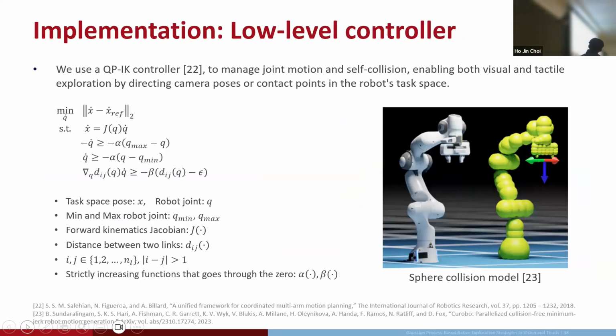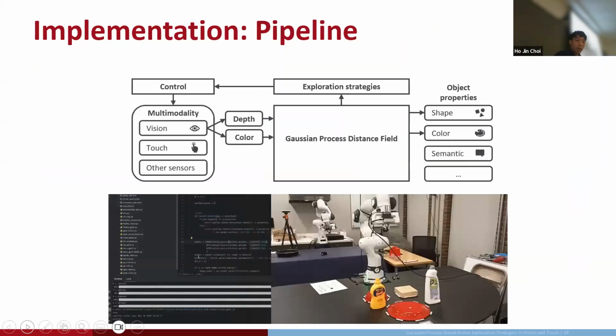And for the low level controller, we use the colorless program inverse kinematics to manage the self-collision while doing the exploration. And here is the formulation where the reference velocity comes from the information gain maximization. And then there are the kinematics constraint, the joint limit constraint, and the self-collision constraint.